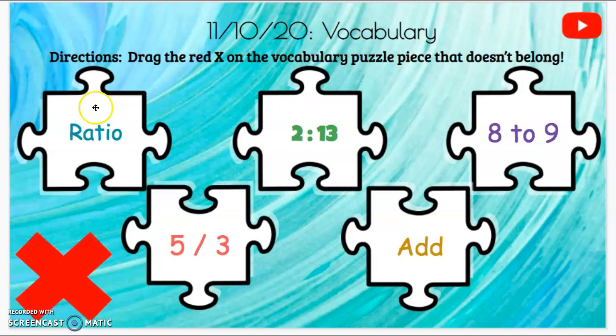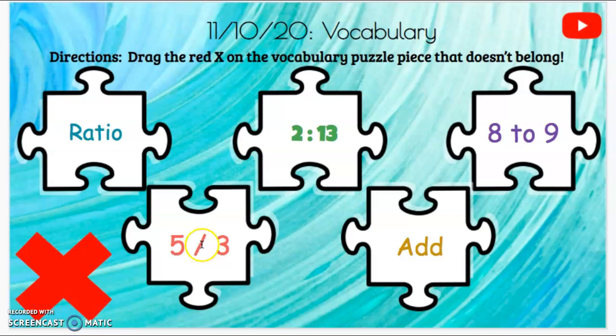So we have ratio, 5/3, 2:13, add, and 8 to 9. Well, I know that three of these things are kind of in common because I know that we can write ratios in three different ways, and then we can have a ratio comparison statement.